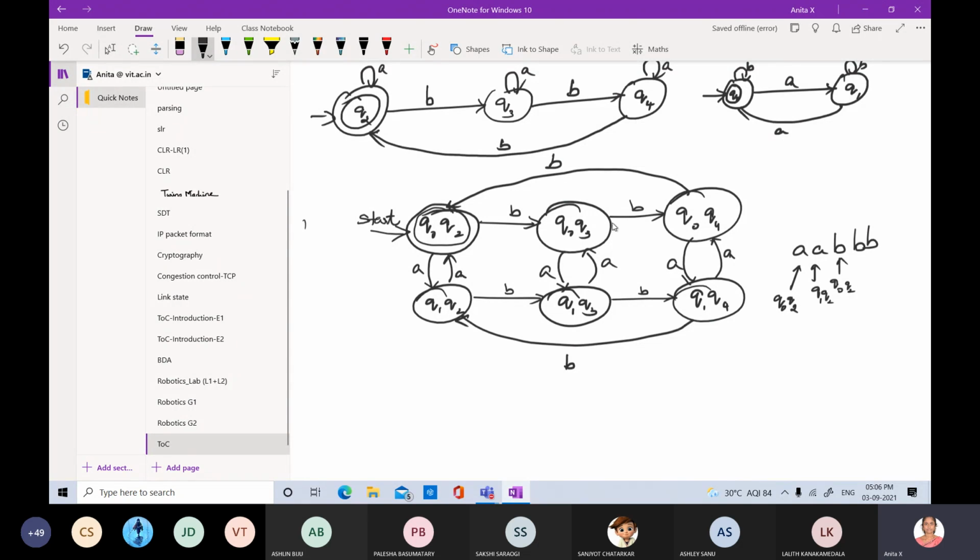On input symbol B, I'll be having a transition to Q0, Q3. On input symbol B, I'll be having a transition to Q0, Q4. On input symbol B, where will be my transition? I'll be having a transition to Q0, Q2, which is a final state, right? So I started with the start state and I ended with the final state for the entire word. Are you clear with this?